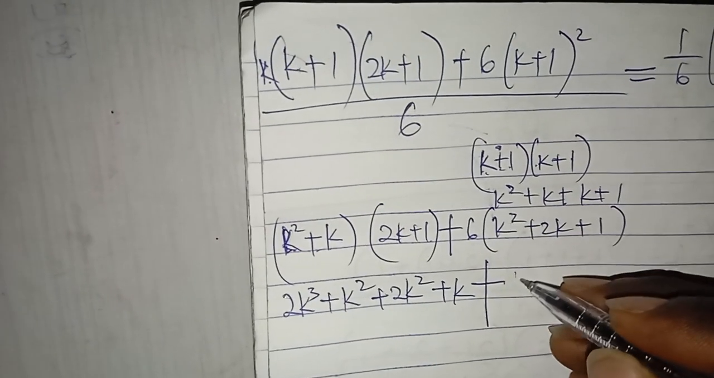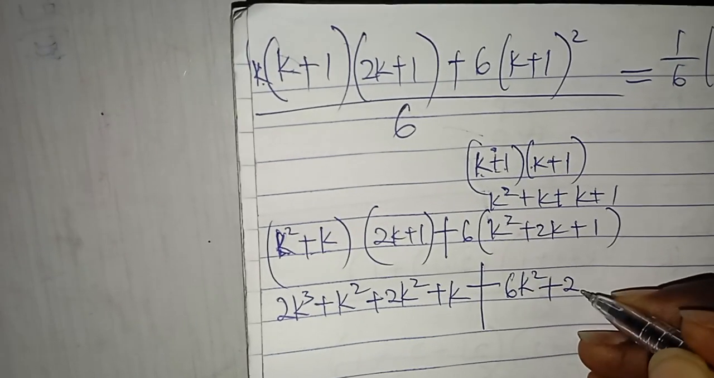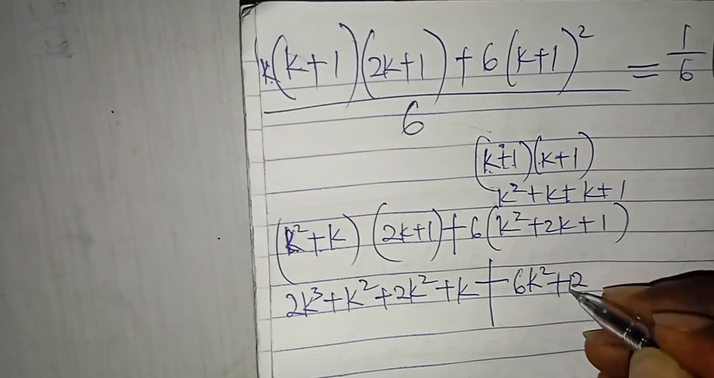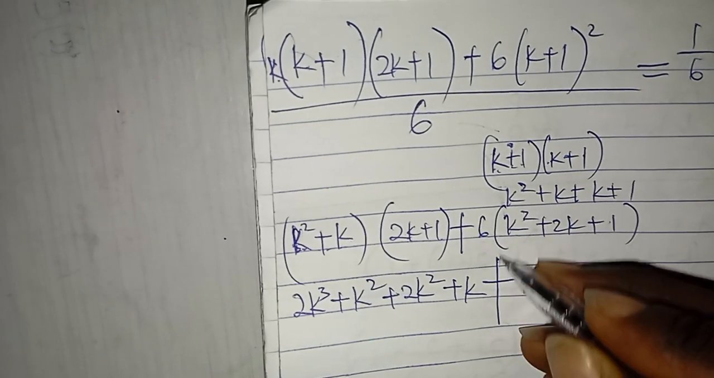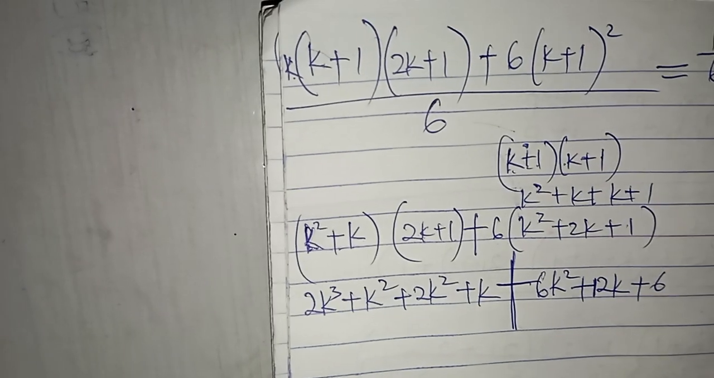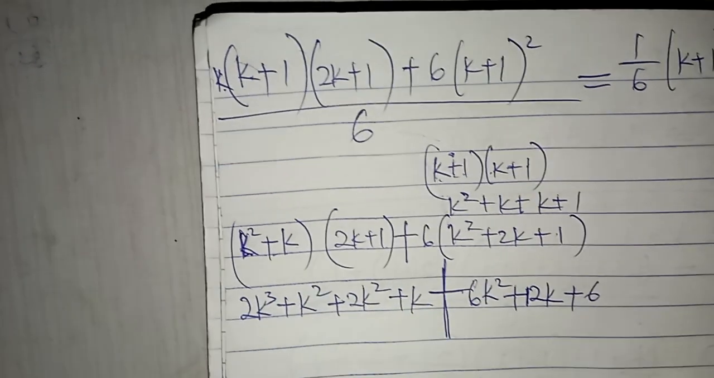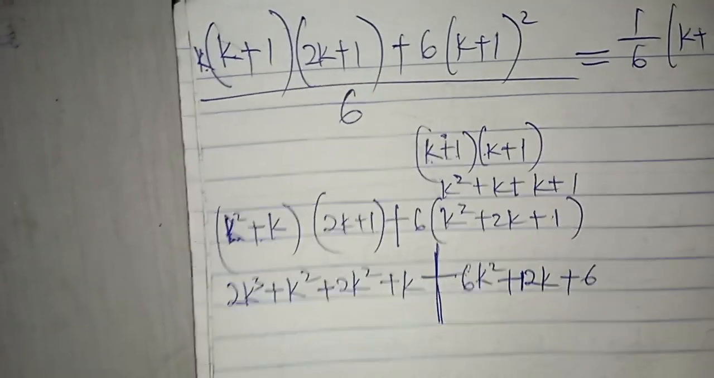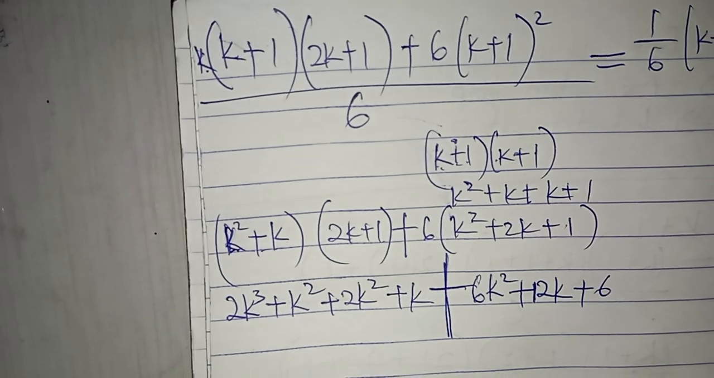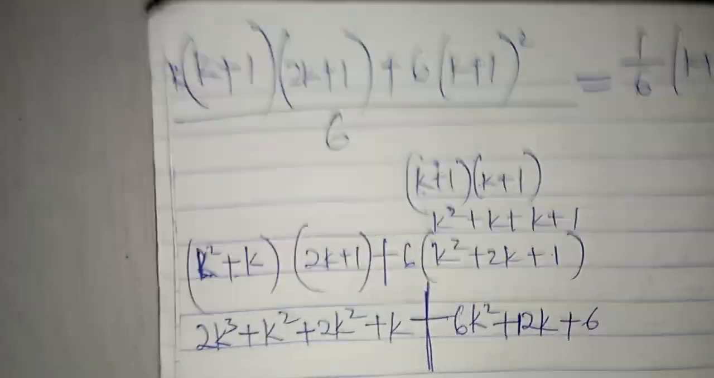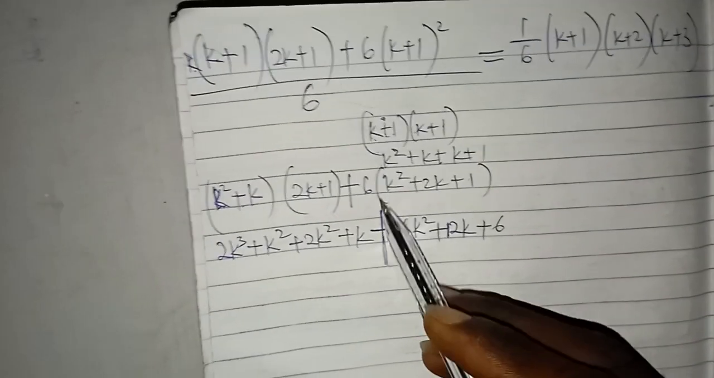Now 6 into k square will be 6k square plus 12k plus 6, still separated with this plus. Alright, see what we've done. I wanted to factor out, but I said let me show you this before going to factorial, so you don't think maybe we are doing manipulation. It's still the same procedure. So now that we are done with this, let's check.